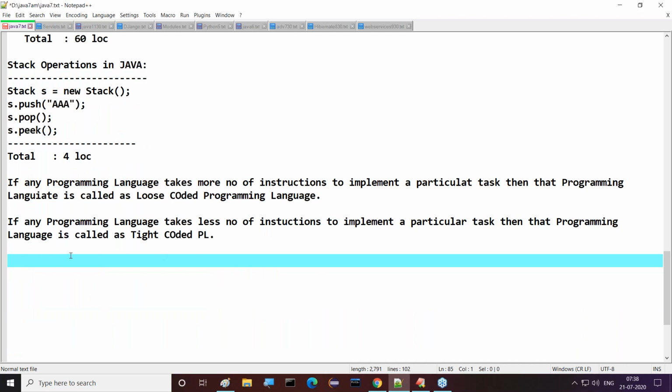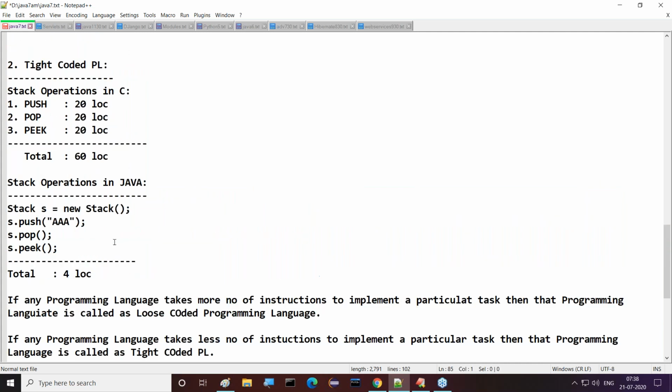Now, here, Java is a tightly coded programming language or not? Definitely, Java is which one? Tightly coded programming language. But the C programming language is which one? Loosely coded programming language. This is the final conclusion we can understand here. If it is loosely coded, more instructions we have to write. If it is tightly coded, fewer instructions we have to write.